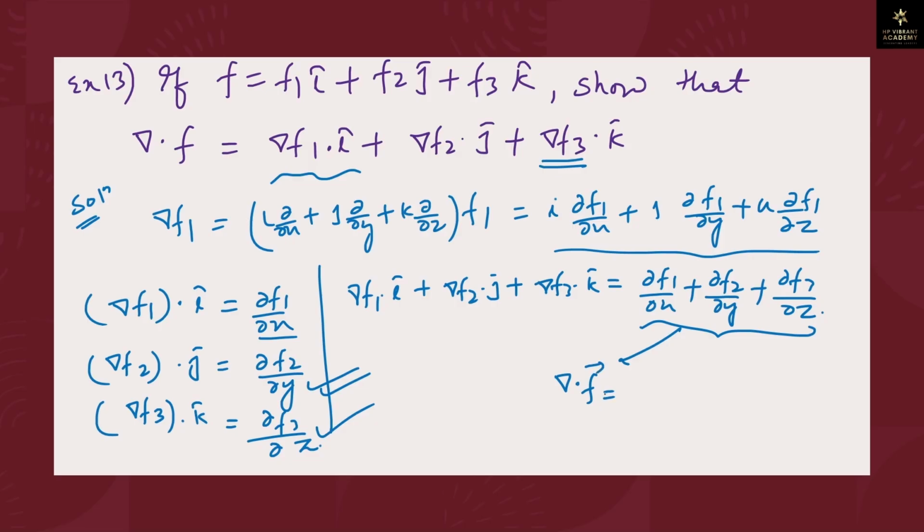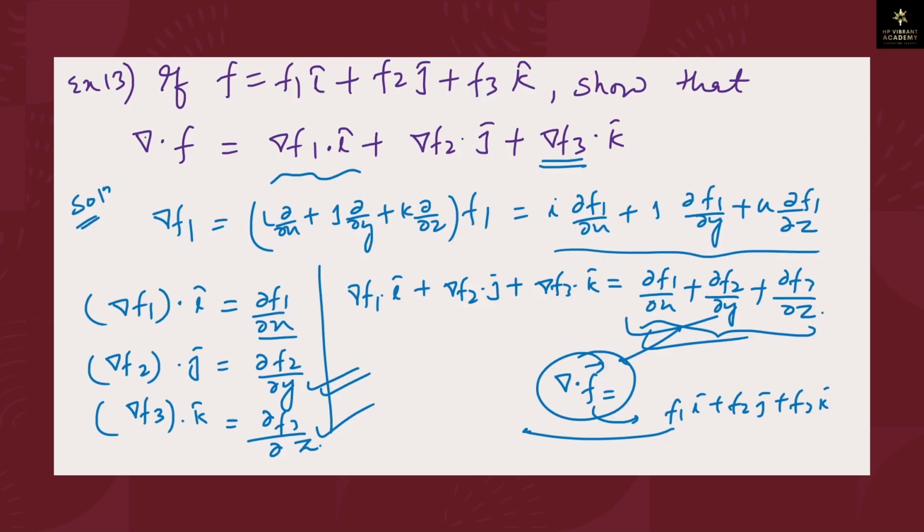On expanding this, suppose the value of f is given as f1 i cap plus f2 j cap plus f3 k cap. So the divergence of f is this one. If you take the dot product, we will get this value.